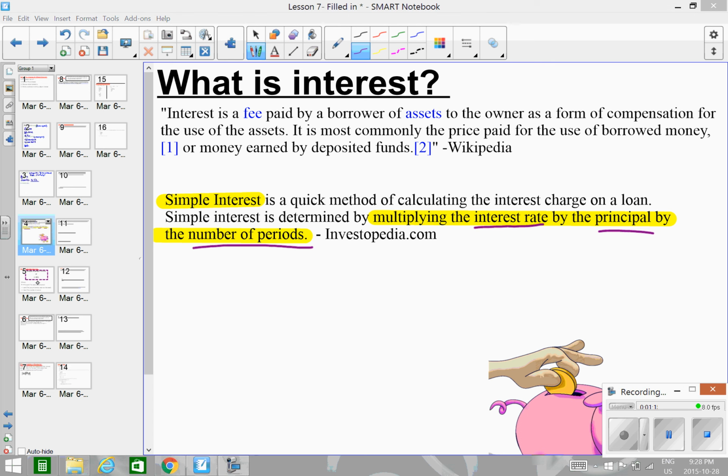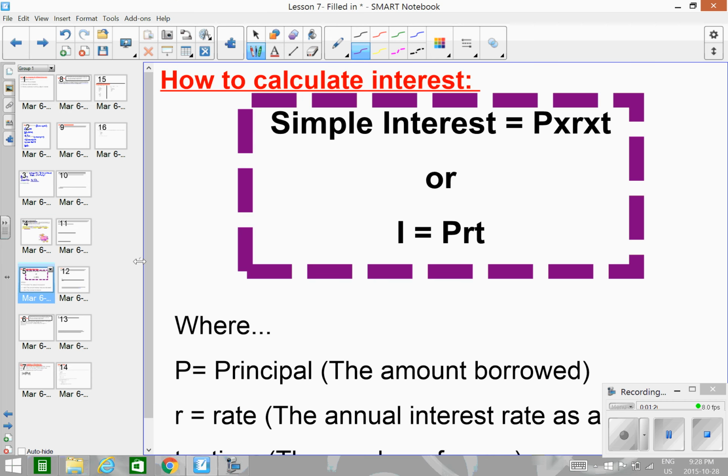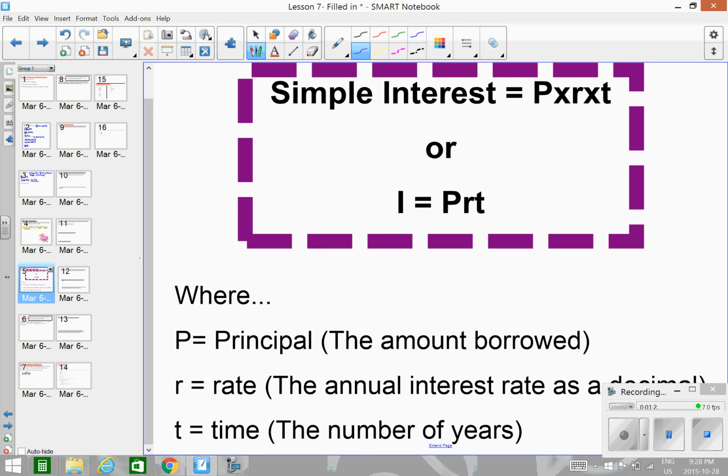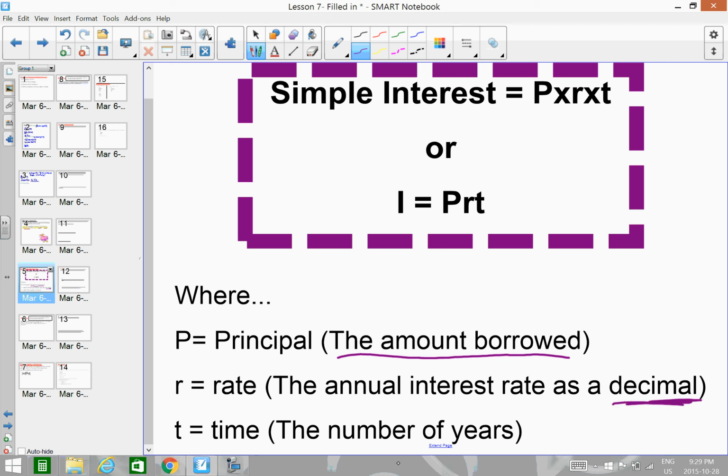So, what are these things, these interest rates, principals, and number of periods? Well, the principal is the amount borrowed or invested. The interest rate is a percentage of how much extra money you're going to have to pay back or extra money you're going to get back. All right, so this is a percentage, but in order for it to work in the formula, we use it as a decimal. And the number of periods, that's our time.